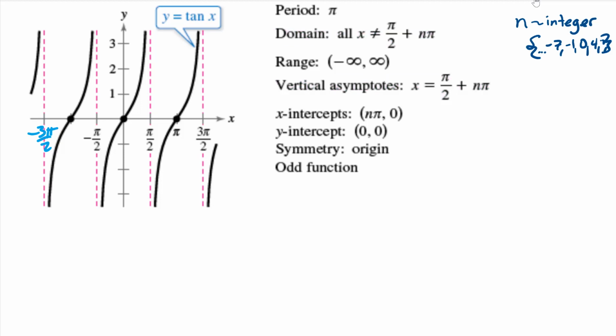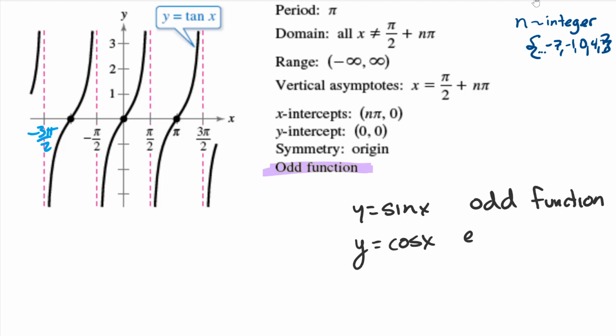Then you got some x-intercepts, some y-intercepts, symmetry about the origin, and this is what we call an odd function. I don't really talk about sine and cosine here. This is an odd function. You're going to need to know that. By the way, y equals sine of x is also an odd function. I'll leave it up to you to look up what an odd function might mean. And y equals cosine of x is an even function.